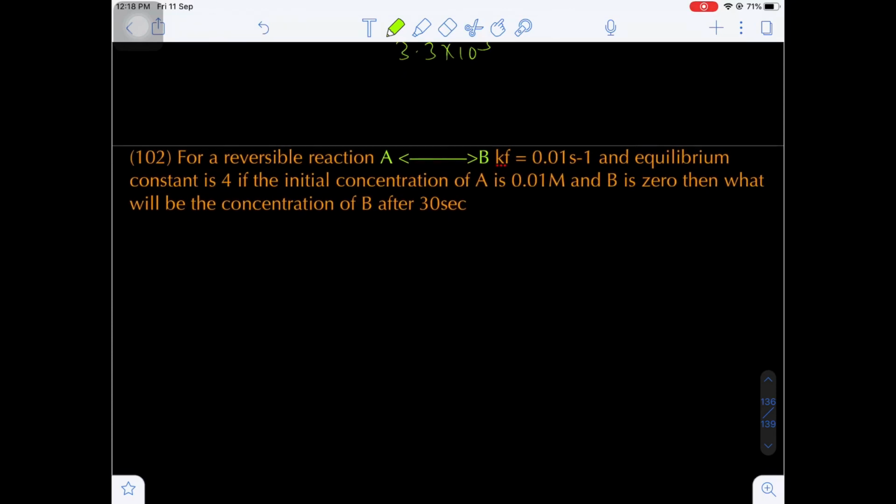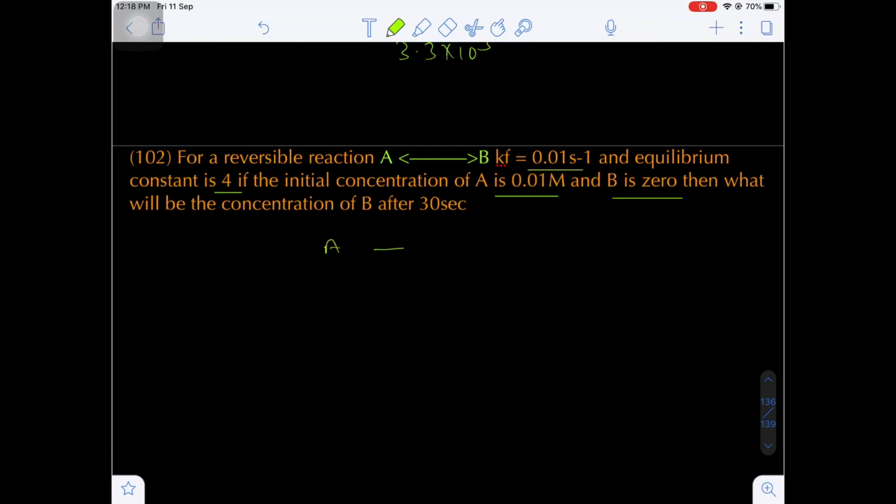Okay. Now question number 102. For a reversible reaction, A gives B, Kf, that is the rate constant in the forward direction, is 0.01 per second. So in the forward direction, which order kinetics? First order. How? Because the rate constant has units per second. And the equilibrium constant is 4. If the initial concentration of A is given as 0.01 and B is 0, that means we are starting from the reactant side only. Then what will be the concentration of B after 30 seconds?